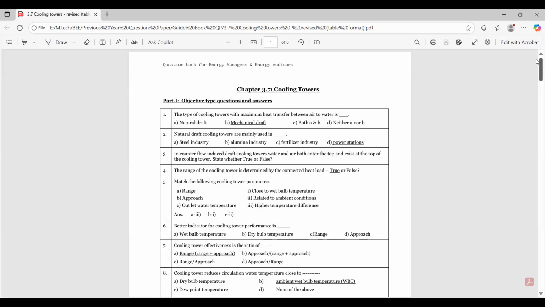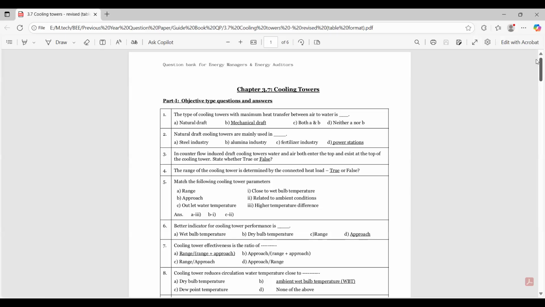The range of the cooling tower is determined by the connected heat load. It's a correct statement, because if you have too much hot water coming from the process, you will not be able to cool that in the cooling tower if the cooling tower is not adequate. So it is dependent on the connected heat load.